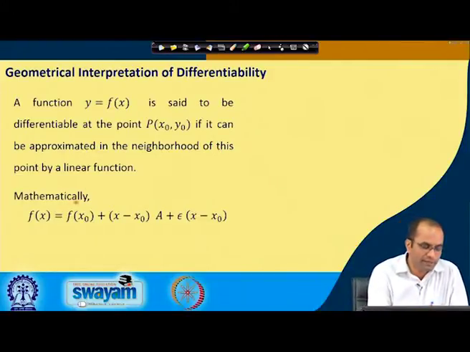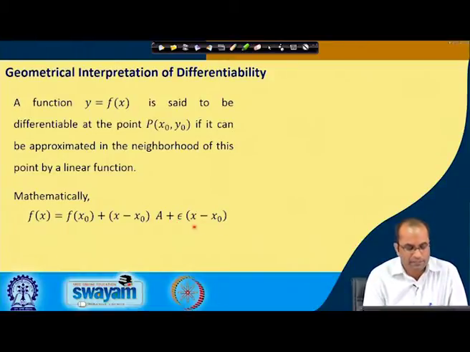So, what do we mean by this mathematically? That f(x), if we can approximate this function in the neighborhood of this (x naught, y naught) point by the linear function. So, this is the linear function here, f(x naught) plus (x minus x naught) a plus epsilon, and again this x minus x naught. So, this is a similar definition to what we had earlier.